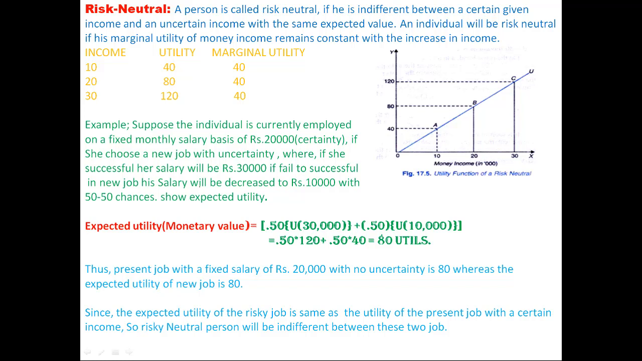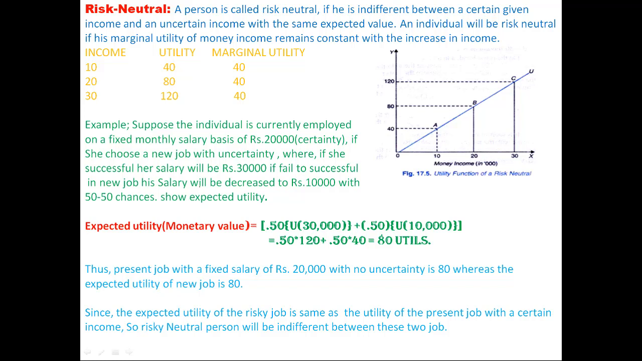So here is the case that if he gets 20,000 with certainty, he is getting 80 utility. But if he gets the job and is successful, he gets 30,000. If he fails, his income will reduce to 10,000. In probability terms, 0.5 into 30,000 and 0.5 into 10,000, what will he get? 80 utils. So this is the risk situation.